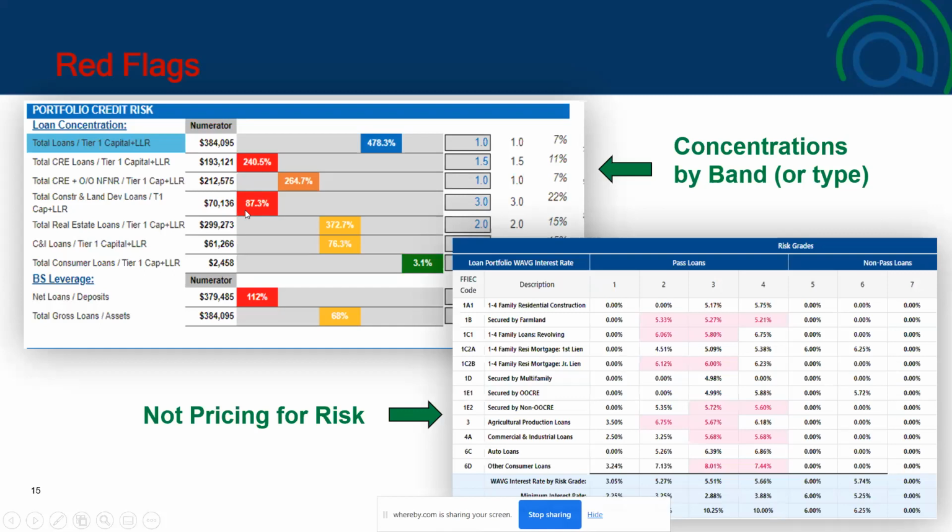clearly concentrations by band. The chart to the upper left is obviously coming from public data. However, more idiosyncratic non-public data would inform things like pricing for risk. So in other words, is there illogic associated with some of the pricing that's going on? For example, a low pass risk grade is actually accruing at a level lower in aggregate than the risk grade of a mid pass, which again is illogical, and it kind of implies that you're not getting paid perhaps for the risk you're taking.